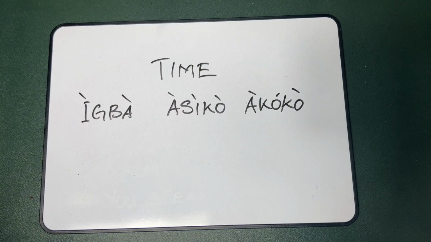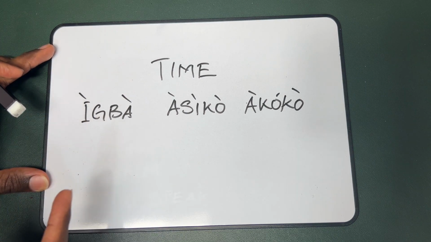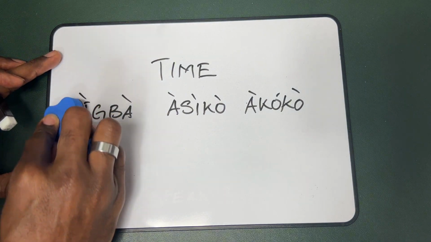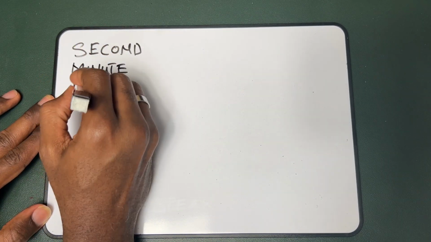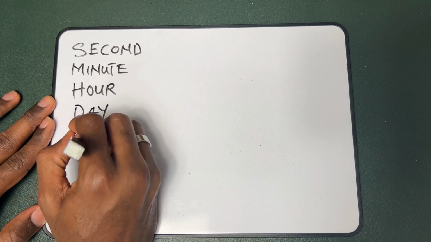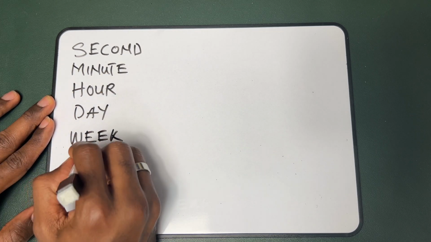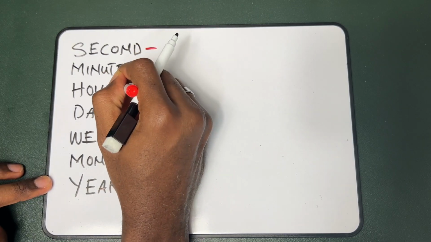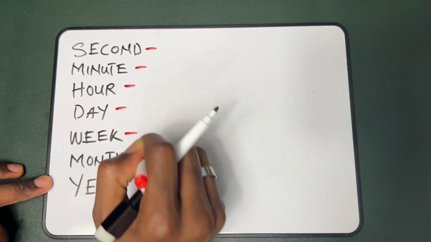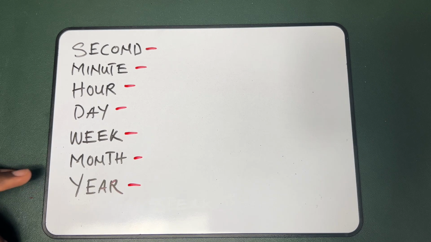So now we're going to measure time from second all the way down to year. I don't know if I have enough whiteboard for that, but we will see. So we have second, minute, hour, day, week, month, and we have year. We're going to run through second to minute to hour to day to week, month, and year.